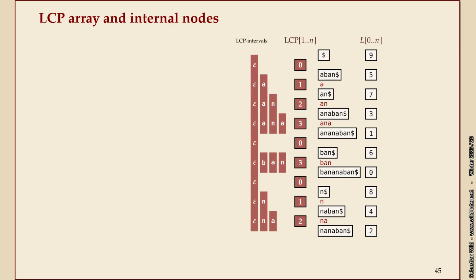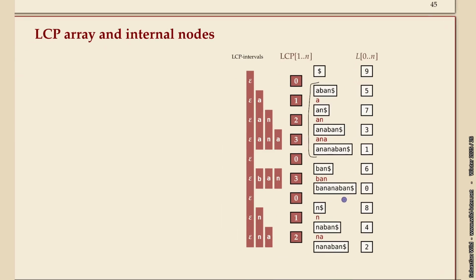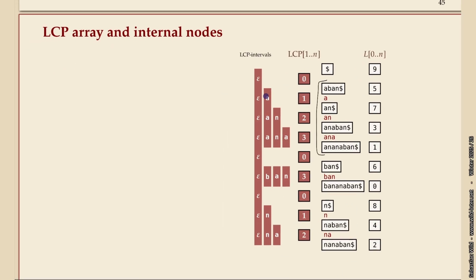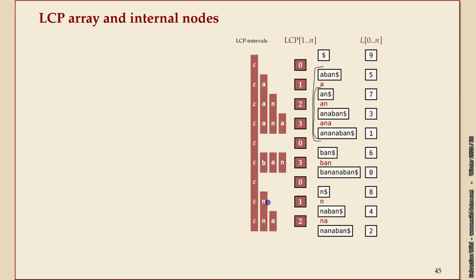Now, from this array, you can say there's a certain range. Everyone shares the empty word as a common prefix. Some ranges, say this range, also share the A as a common prefix. And then there's a subrange here that also shares A and N as a common prefix, and so on. So you can draw what is shared as a common prefix.